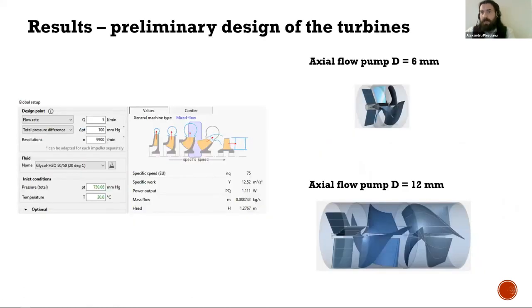The conceptual design of the pump was created using turbomachinery design software, CFturbo. Firstly, we defined the fluid properties and the design operation point of the pump in terms of total pressure, flow rate, and the rotation speed calculated before. We considered the blood density at 1,060 kilograms per cubic meter. The design operational point was set to 100 millimeters mercury with a flow of 5 liters per minute. The result was shown in the left figure for the design operational point.